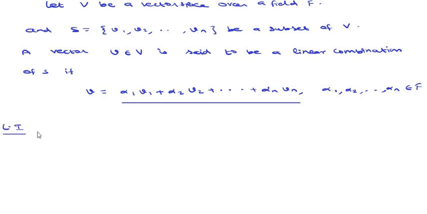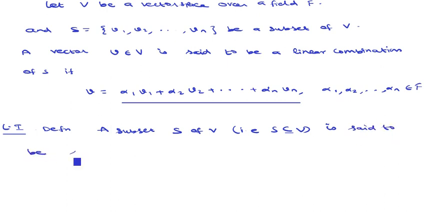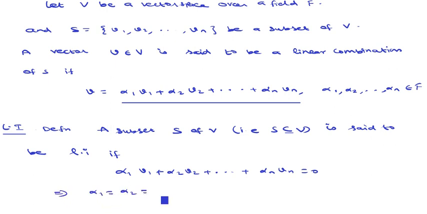So for the linearly independent set, we will write LI for the definition. A subset S of V is said to be linearly independent if alpha 1 V1 plus alpha 2 V2 plus etc plus alpha n Vn equal to 0 implies alpha 1 equal to alpha 2 equal to ... equal to alpha n equal to 0.